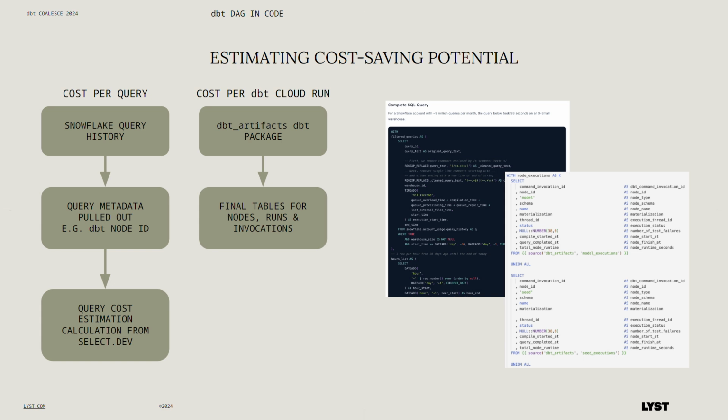For our nodes, i.e. the models, the snapshots, etc. that are run. Our runs, i.e. the specific runs, which could have 0 to multiple nodes run. And our invocations, i.e. the commands that are run in a run. And then we enrich this with our query cost estimation to calculate the cost of running a specific model in a specific run.